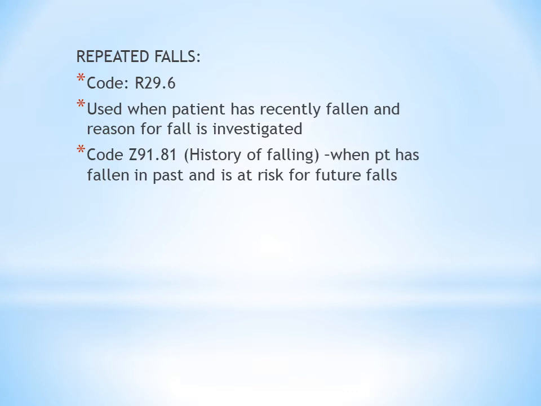Then next one, history of falling. The code is Z91.81. We use this code when the patient has fallen in the past and is at risk for future falls. That is, when the patient has a history of past falling, you can use this code Z91.81.